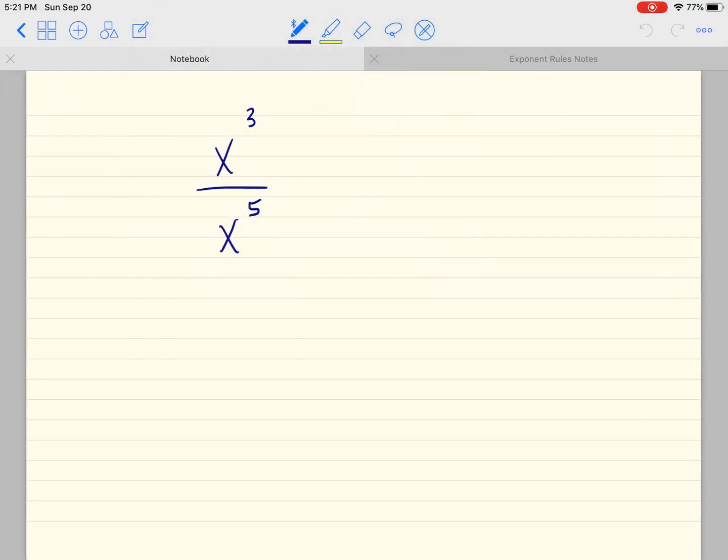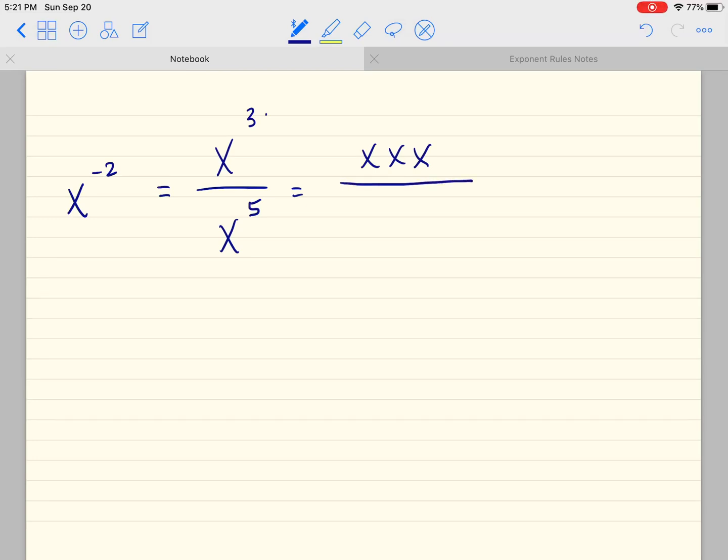If I was to use my subtract rule, I would say, okay, 3 minus 5, that's going to leave me a negative 2. Well, that's no good, okay? No good to leave a negative 2. But what is that negative 2, or how do we fix the negative 2? How can we rewrite that? Well, think about this the other way, right? When I showed you the quotient rule before.